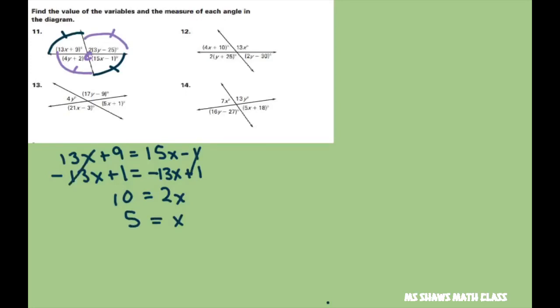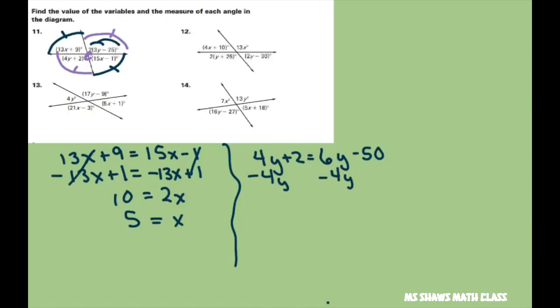These 2 cancel. Alright, so if we solve for x, let's solve for y. You solve for y, we're going to do the same thing. We're going to set them equal to each other, so we have 4y plus 2 equals 6y. I'm going to go ahead and distribute here. 6y minus 50. So I'm going to subtract 4y from both sides and add 50 to both sides of the equation. So that gives us 52 equals 2y. Divide both sides by 2, so you get y equals 26.